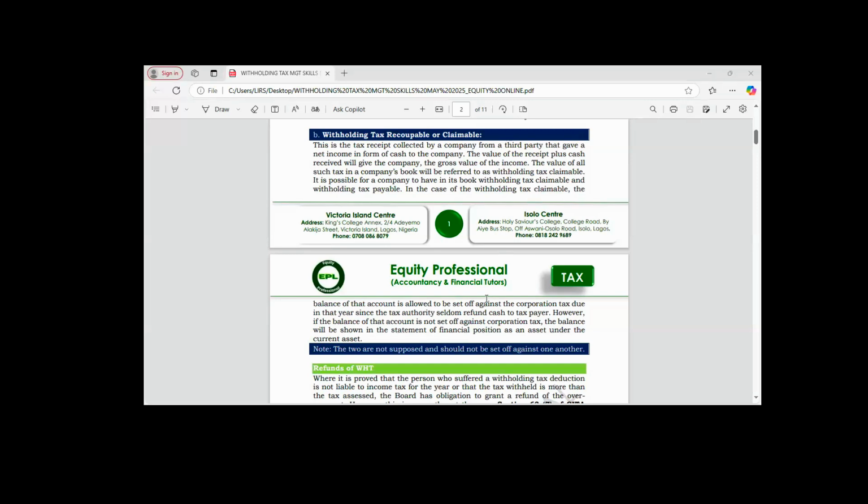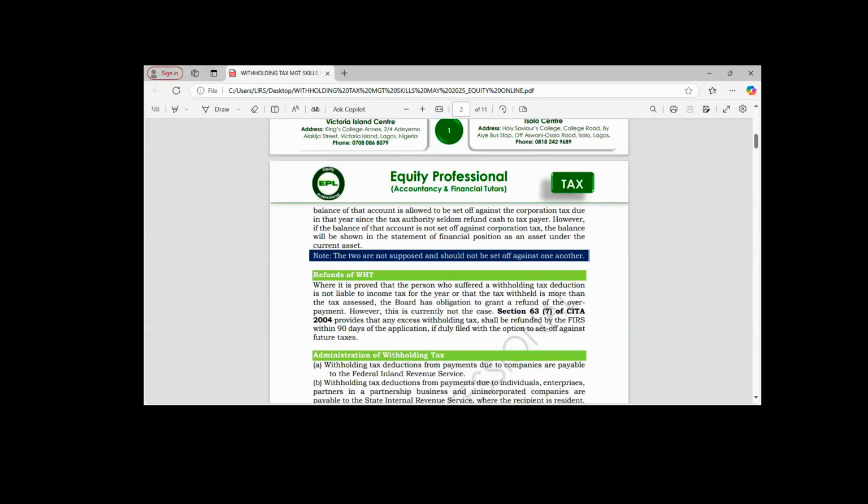That is the reason why, if you are yet to pay any amount as at balance sheet date, it will be recorded as a current liability. If you are yet to claim, it will be recorded as a current asset. So let us take note of that. That is for the withholding tax.